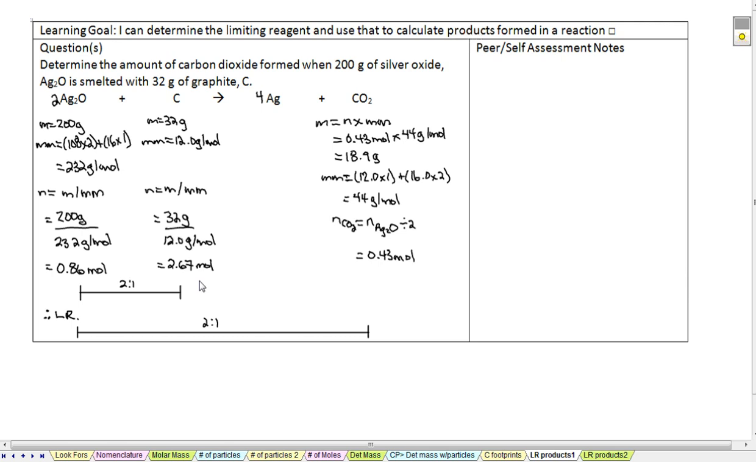And you could, if you want to, go ahead later and figure out how much carbon you would have left over, because if you knew that this is a 2 to 1 ratio, then we would have only used 0.43 moles of the 2.67 of the carbon. So we would have still just over 2 moles of carbon. We'd have 2.24 moles of carbon left over. We could figure out very easily what mass of carbon would not have reacted. But we'll save that for another question. So now let's take a look at another limiting reagent question here.